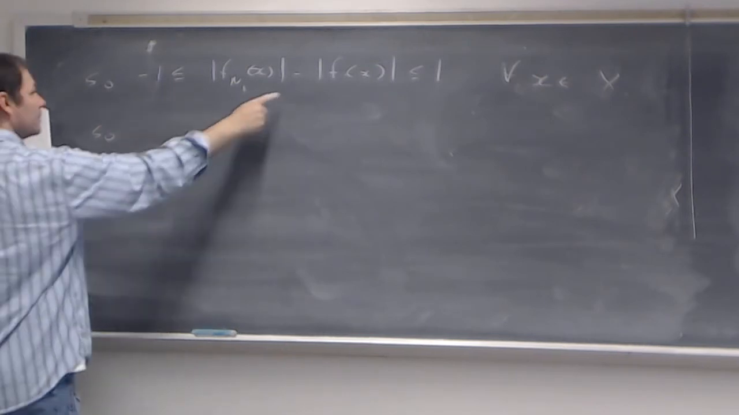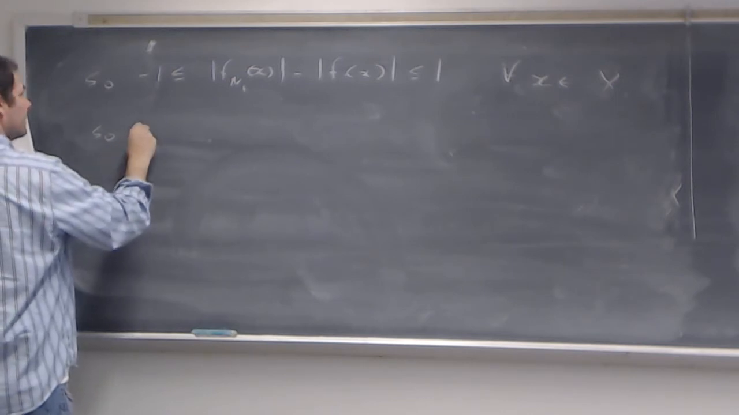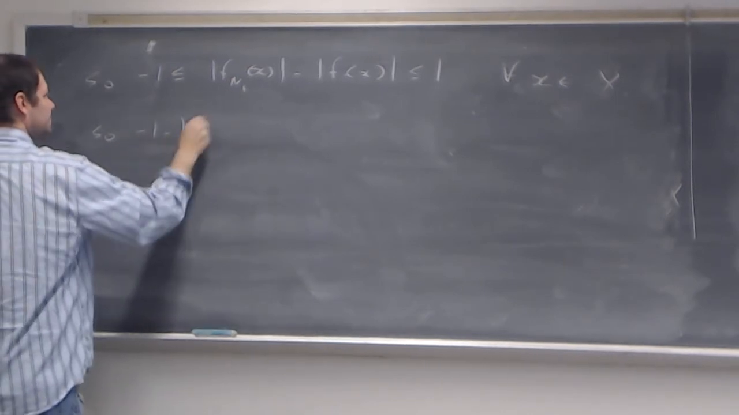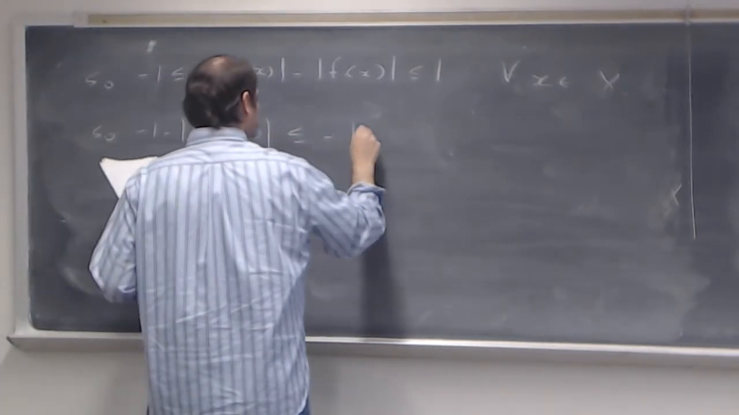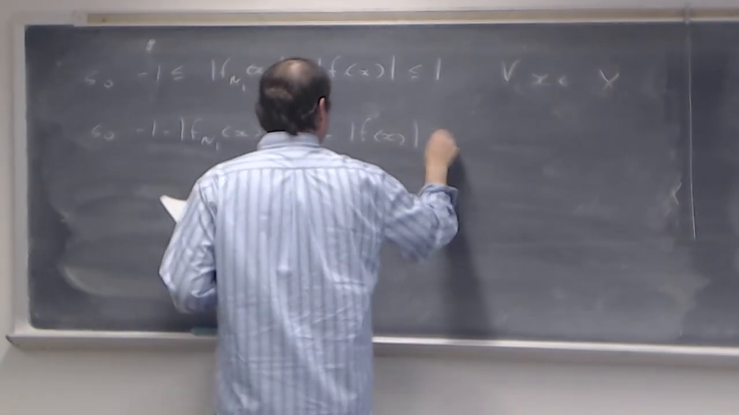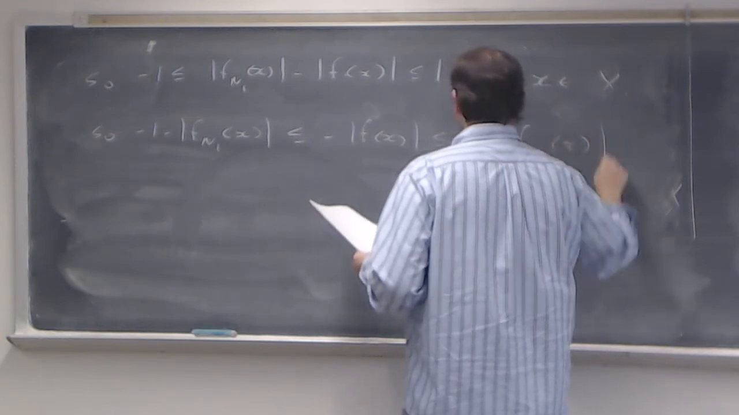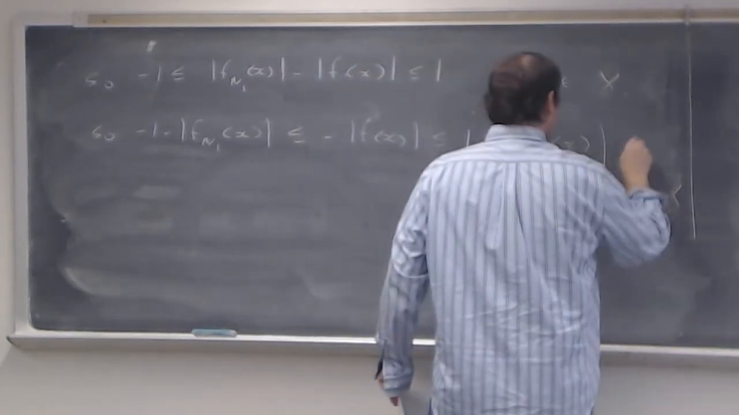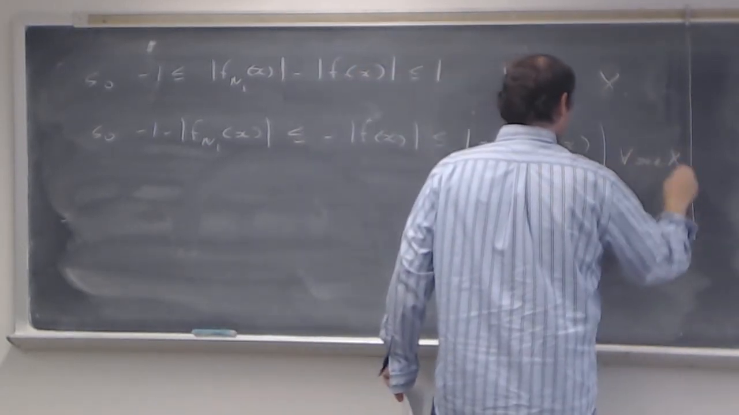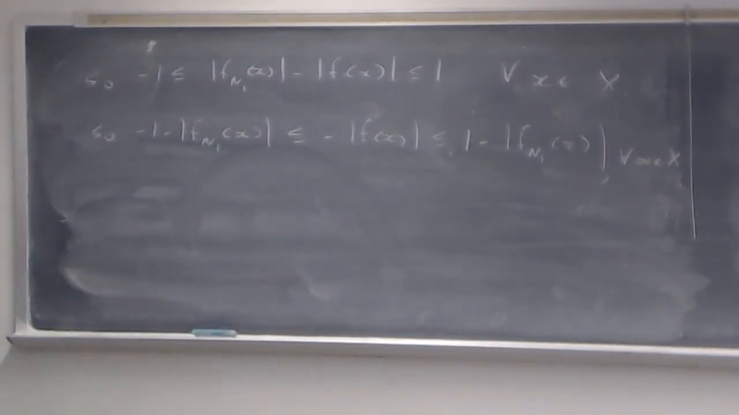And so here's what we can say. If I want to solve for this guy, what I can say is minus 1 minus this guy is going to be less than or equal to minus the absolute value of f of x. It's going to be less than or equal to 1 minus the absolute value of f sub n sub 1 of x. And again, that's true for all x element big X. Excuse me. Okay.